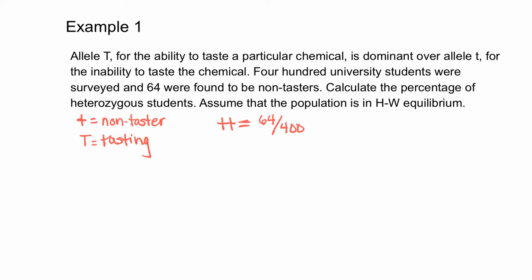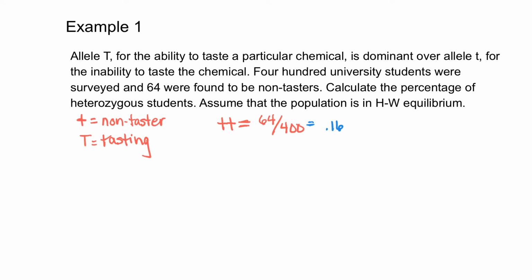And so that equals 0.16. So now let's start putting this in our equation. And one of the hints I want to give you about Hardy-Weinberg is that the easiest equation to use is the P plus Q equals 1. And so that's the equation that we're going to use first.